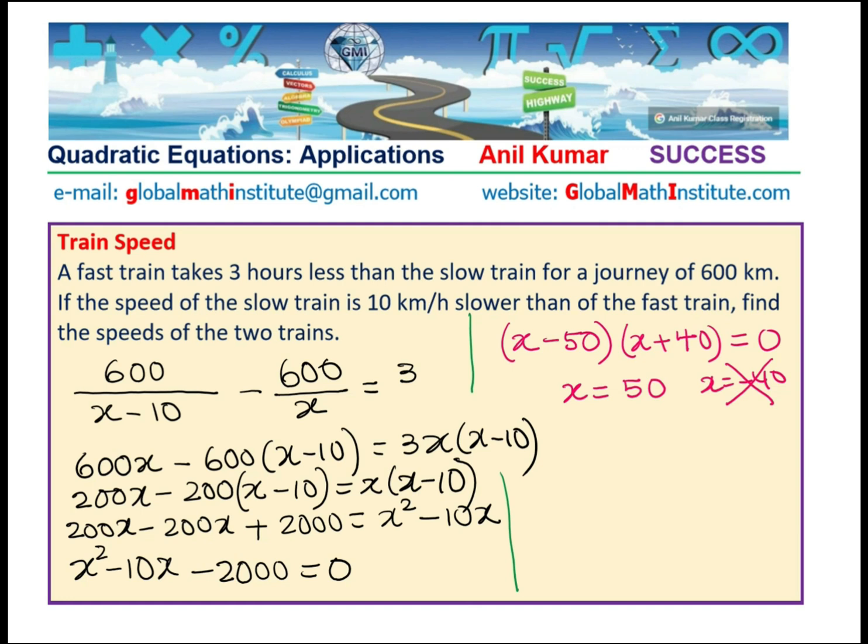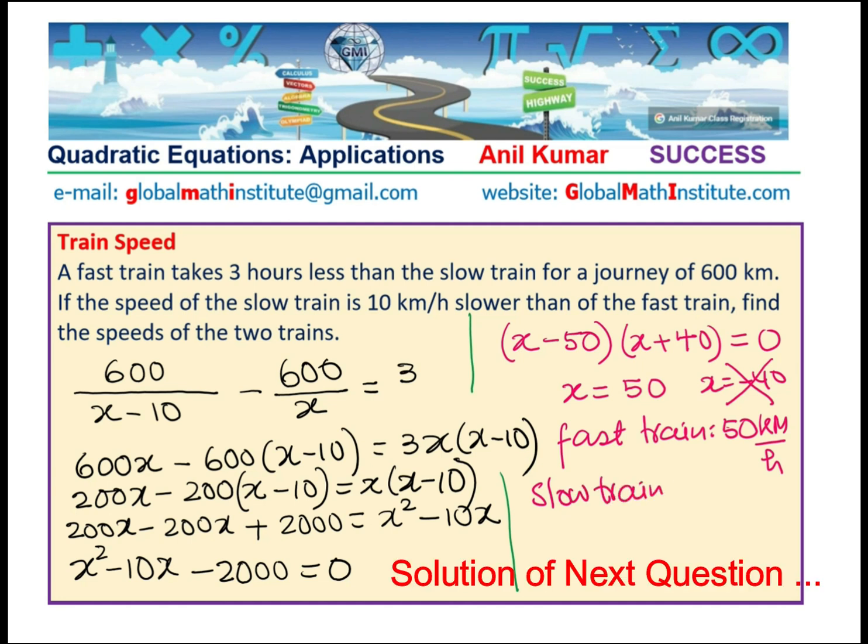So we get the speed of one train as 50. So the fast train is 50 kilometers per hour, and the slow train, 10 less, will be 40 kilometers per hour, since it is 10 kilometers per hour less than that. So I hope with this you have understood how systematically we can actually solve such problems. I hope it makes sense.